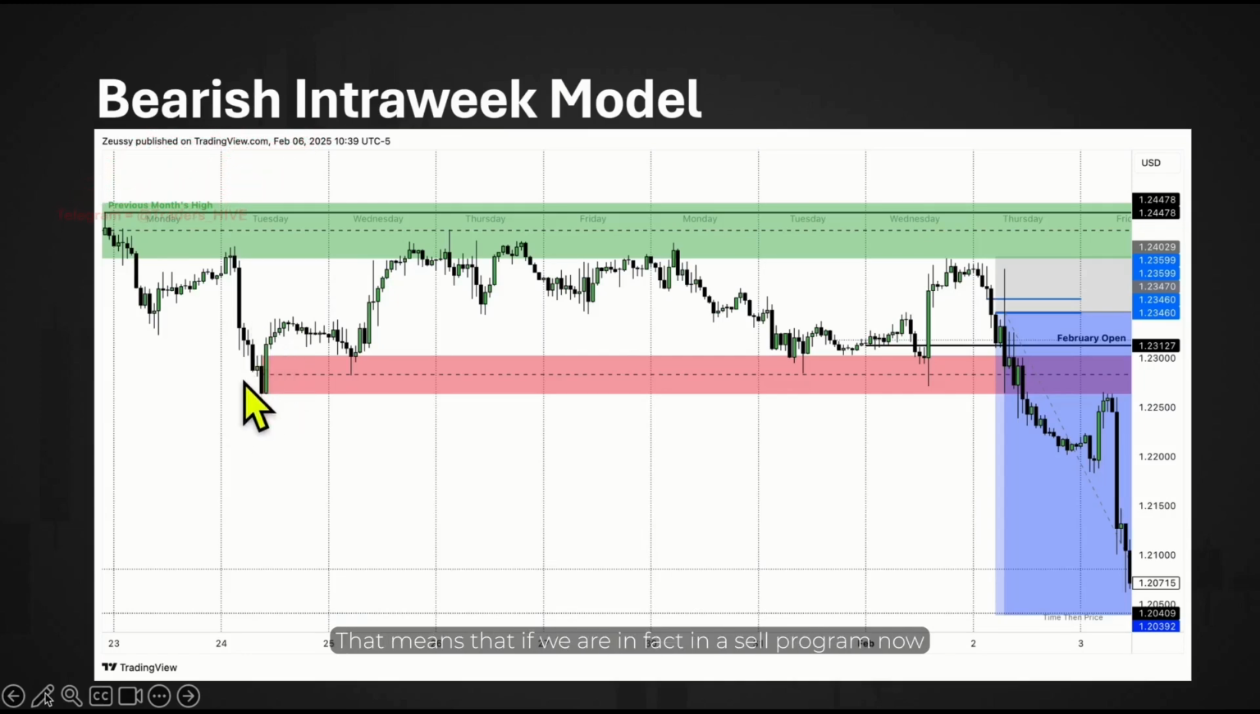That means that if we're in fact in a sell program now, we are likely going to see the previous weekly low function as resistance on price. This is my continuation time cycle theory in action, where you see that the previous X low is functioning as resistance on price once this plays through, which tells us that the order flow is still bearish. If this was not the entry yet, this would have been a potential entry.